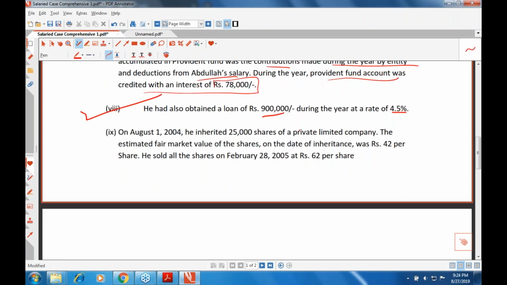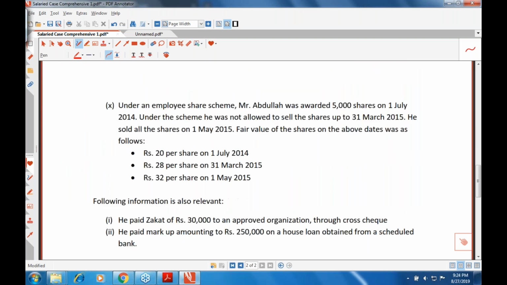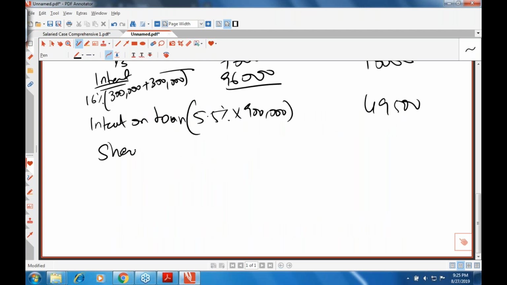He says on 1st August he inherited 25,000 shares of a private limited company. The estimated fair market value was so and so. Anyways, this falls under capital gain, so I'm going to skip this right now. It further says under an employee share scheme, Abdullah was awarded 5,000 shares on 1st July 14. Under the scheme, he was not allowed to sell the shares up to 31st March 15. He sold all the shares on 1st May 15. Fair value of the shares on the above dates was as follows. So 20 rupees was the share price on 1st July 14. That's not relevant. 31st March 15 is the relevant date. So the shares to be included are 28 multiplied by 5,000.